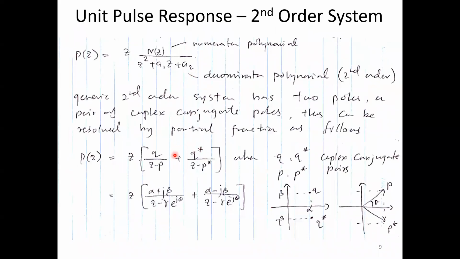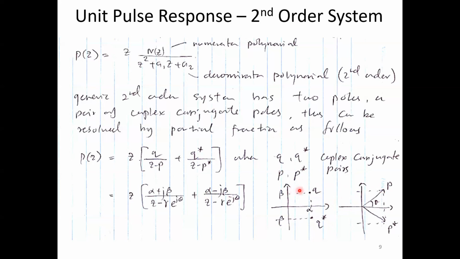So here I want to break it down into two partial fractions more aligned with the pair of conjugate poles. When you do that, the numerators also will become a complex conjugate pair. So this is q here, this is q star here. Let's say I can write it in algebraic form as alpha plus j beta, and this is alpha minus j beta, and this p is in polar coordinate form, r e to the j theta, and this one r e to the minus j theta.